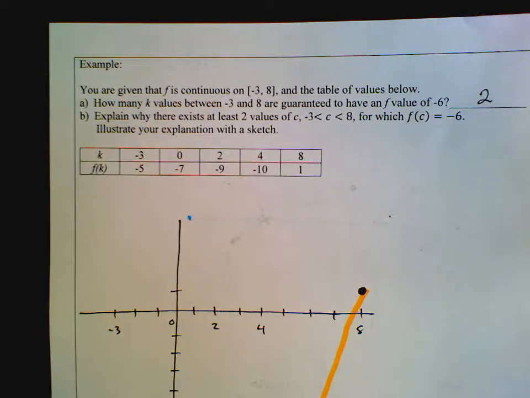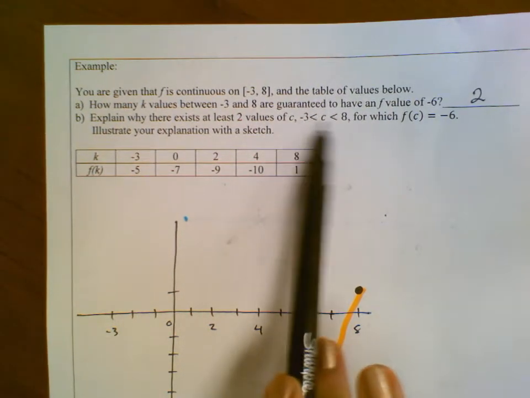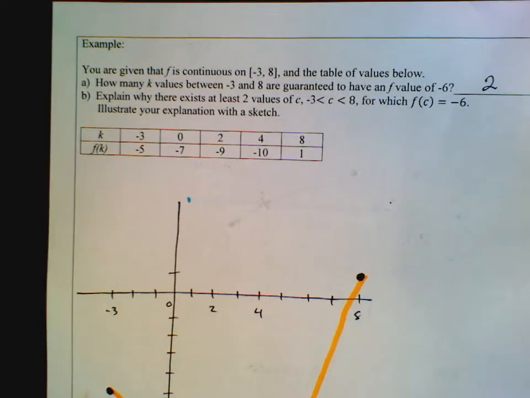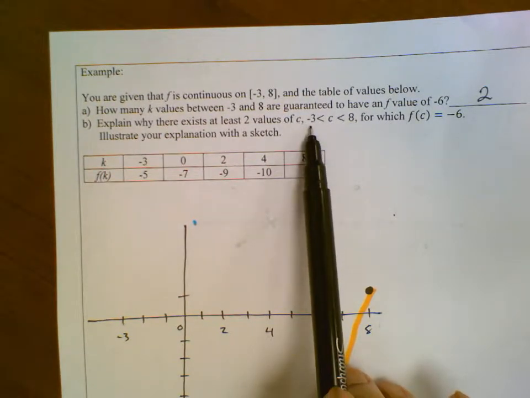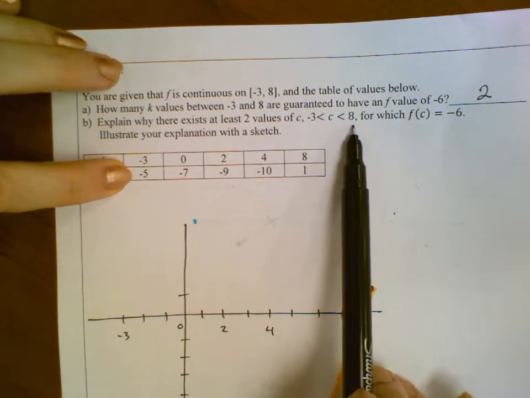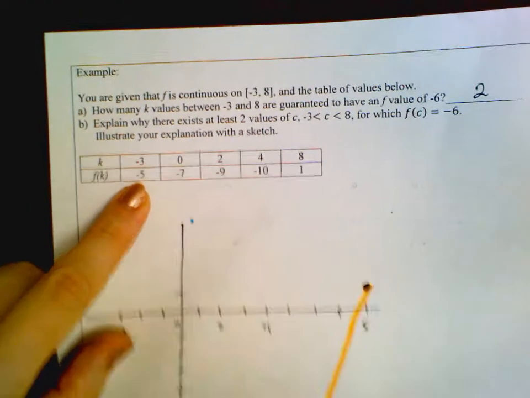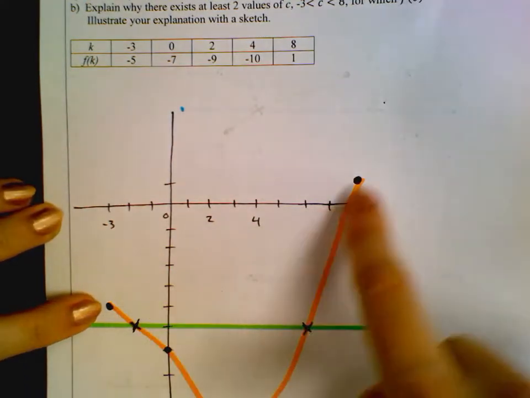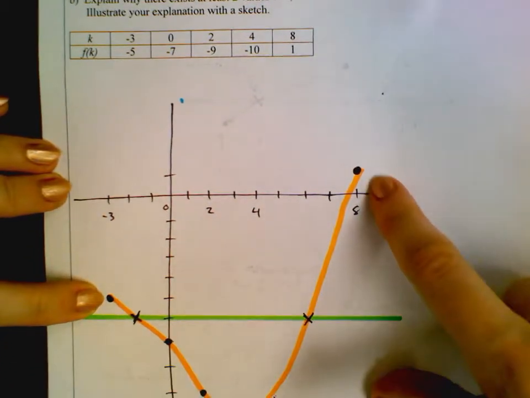Okay, so here's the thing. Explain why there exists at least 2 values of c between here for which that. Now, the problem is, if you do f of negative 3, f of negative 3 is negative 5, and f of 8 is 1. So you have negative 5 and 1. If you are just considering these 2 outputs, the green line is not between them.